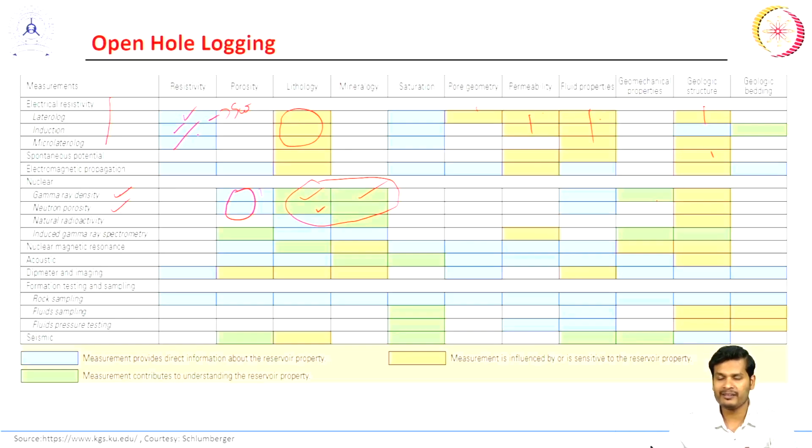The blue circle is the primary measurement. The green circle is the measurement that, with the help of this logging tool, we can obtain by combining with other log data. And the brown color represents that these logging tools are affected by all these parameters, but the tools are not designed to measure those things, but the tool data will be affected by them.